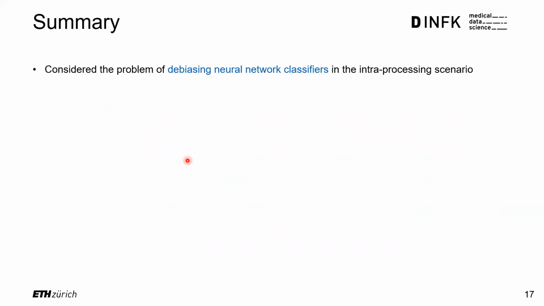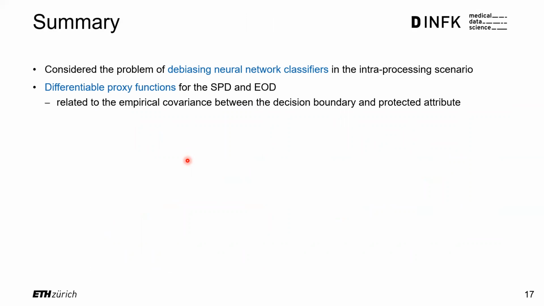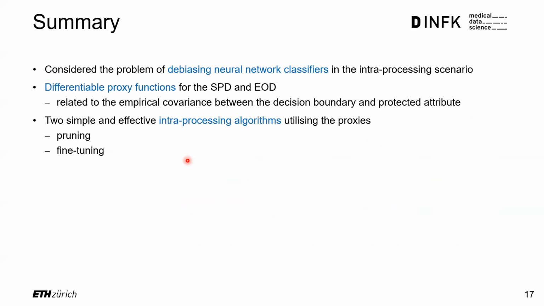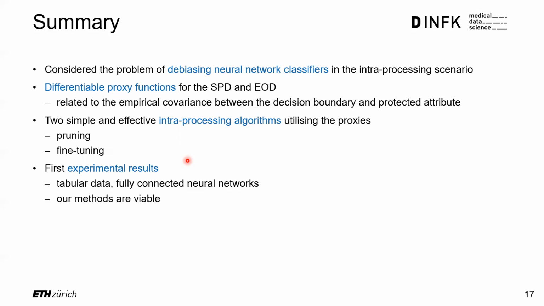So in summary, in this work, we have considered the problem of debiasing neural networks in the intra-processing scenario. We have studied differentiable proxy functions for the SPD and EOD that are related to the covariance between the decision boundary and the protected attribute. And we have proposed two simple yet effective intra-processing algorithms that utilize these proxies based on fine-tuning and pruning. Our first experimental results focusing on tabular data and fully connected neural networks look very encouraging and suggest that our methods are viable, particularly when compared to post-processing methods.